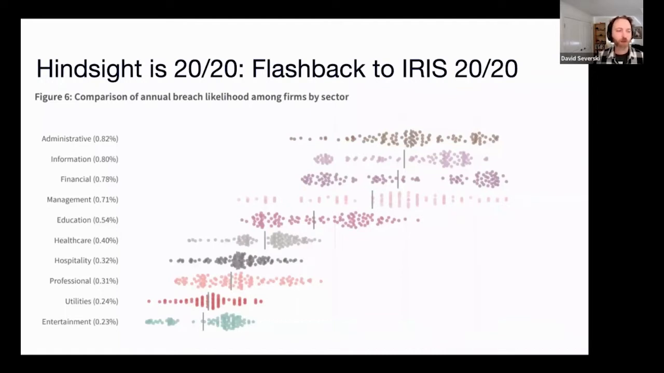And you see here, we've got a number of sectors listed, from administrative way up at the top, having about a 0.82% chance of any single firm having one of these events, all the way down to entertainment with less than 0.25%. And while we believe those numbers are accurate based upon what we knew at that time, those are very small percentages. And we were trying to figure out if that is an accurate representation of what's happening, based upon what we know and what we're seeing out there in the industry.